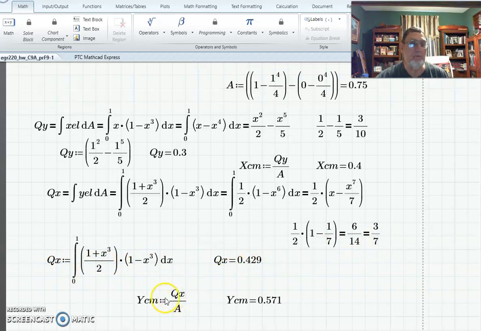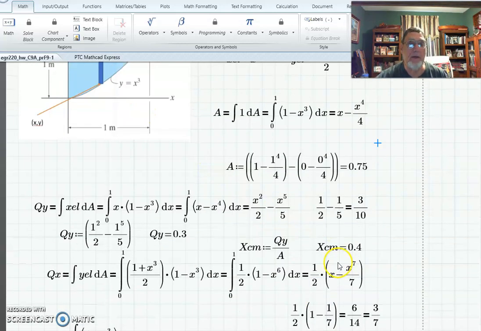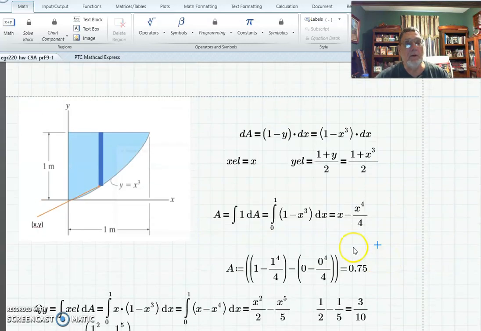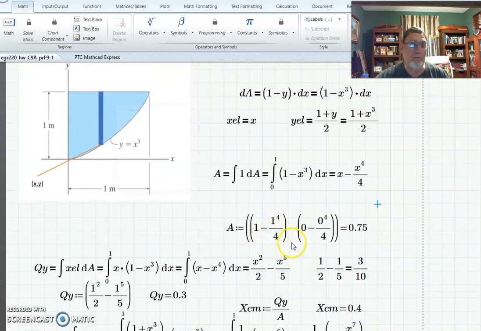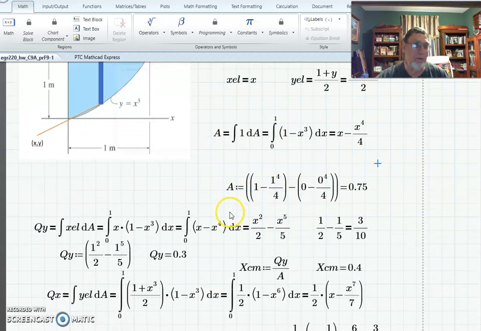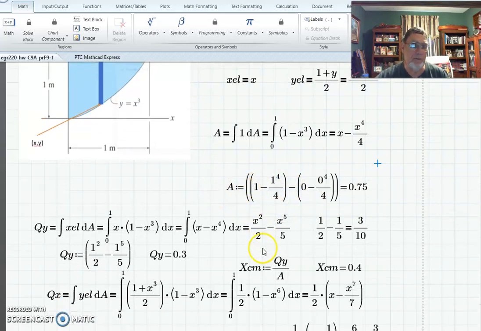You do your Qx over A to get the y coordinate of the centroid, and there we have exactly the same x and y coordinates of the centroid of that blue area. The details are very different depending on whether you pick a vertical or a horizontal element. You'll just have to play with them, and I would do several problems both till you get a feel for which one's easier in which situation.